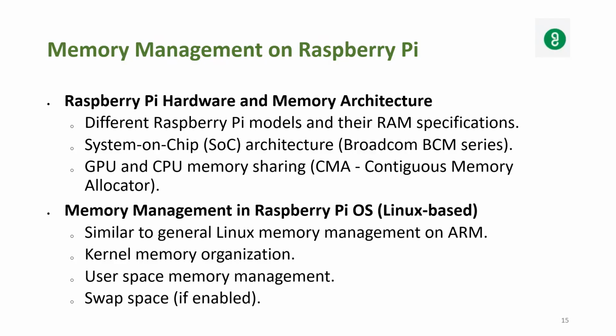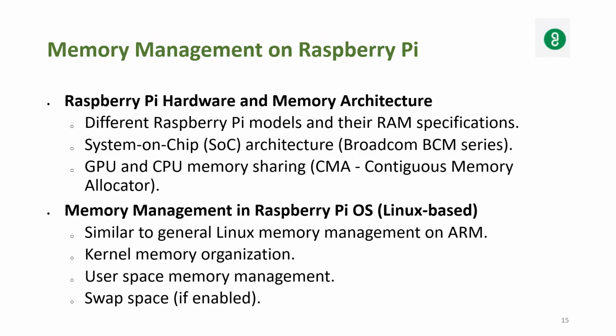It comes under system on chip architecture, that is the BCM series. It also uses a graphical processing unit and CPU memory sharing. So whenever you go for image data, in that case, it will speed up the circuit using the graphical processing unit in case of Raspberry Pi hardware.